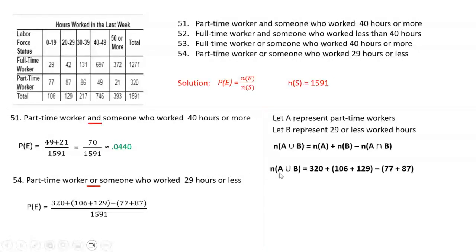Where does A and B intersect? Where do the part-time workers and the ones that work 20 hours or less intersect? You see it'll be right here, minus these two here. That's where they got the formula from. So it'll be 391. So it'll be 391 over 5091. So the answer will be approximately 0.2458 is your result.